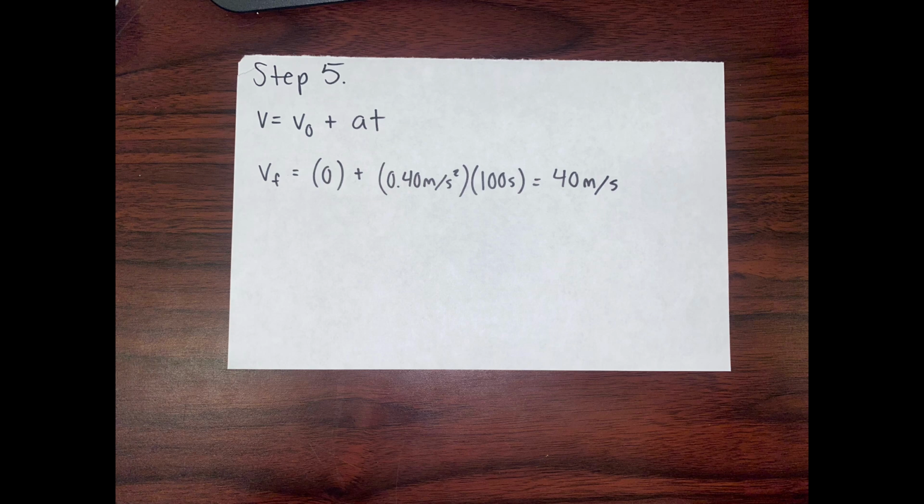Step 5 is to substitute the known values, accompanied by their units, into the equation selected in Step 4. When we substitute our known values into an equation, we can obtain numerical solutions, but the units are what translate these numerical solutions into physical solutions with real-world applicability. In our equation, we substitute in 0 for initial velocity and add it to the acceleration, which is 0.4 meters per second squared, multiplied by the time, 100 seconds, leaving us with a final velocity of 40 meters per second.